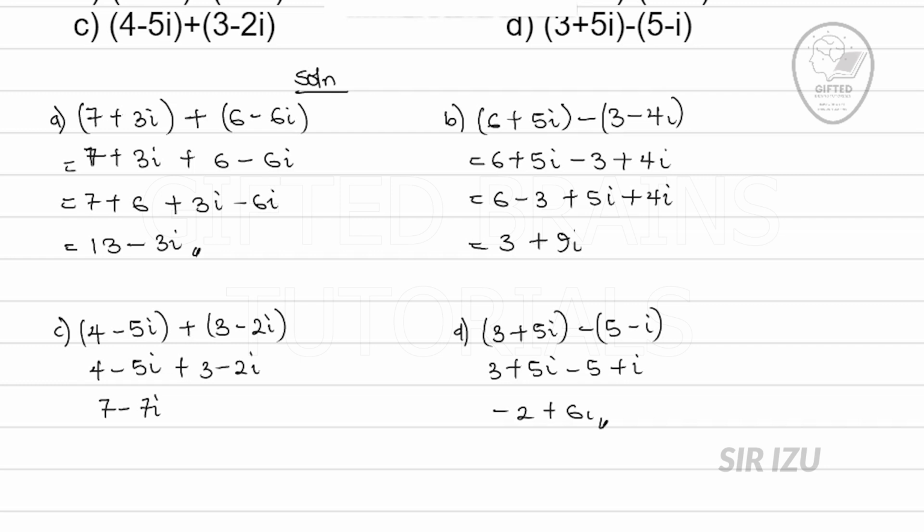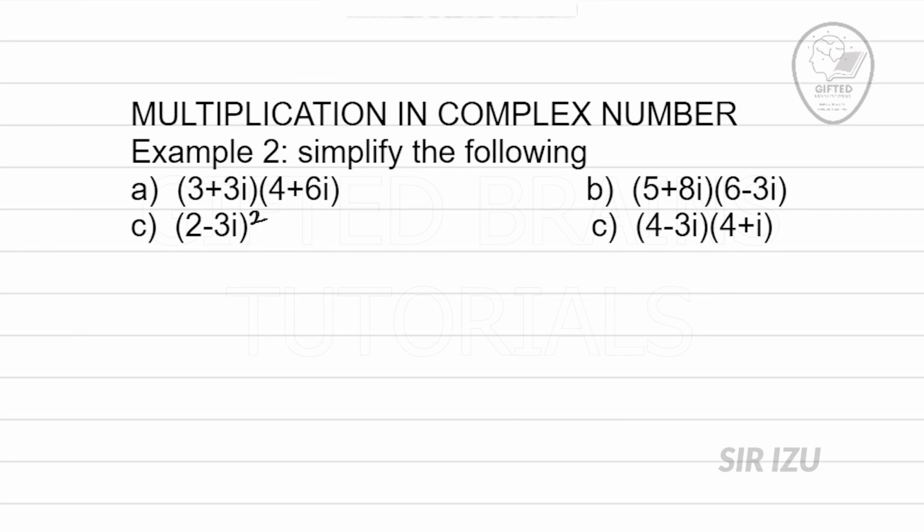Quite easily done. Let's go to multiplication of complex numbers. So example 2 in multiplication in complex numbers. Simplify the following. The A part of this question says (3 + 3i), all in brackets, multiplied by (4 + 6i) in brackets as well.